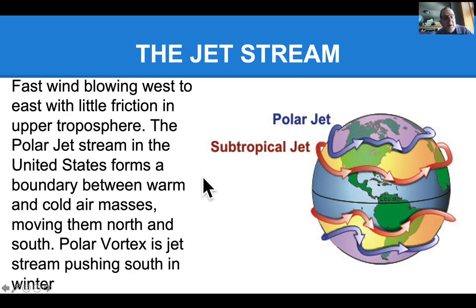So, the polar jet stream in the United States forms a boundary between warm and cold air masses, moving them north and south. Polar vortex is a jet stream pushing south in the winter.